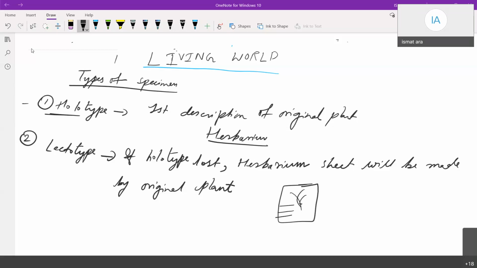In this way, suppose I'm talking about one herbarium sheet on one page. But generally large size herbarium sheets are also available. This is actually a herbarium. The second one is lectotype. The third one is neotype.